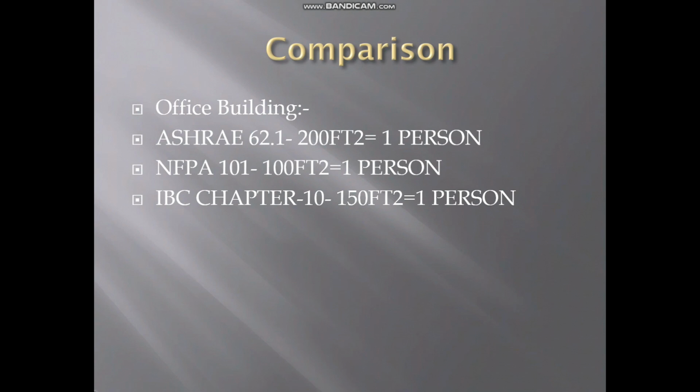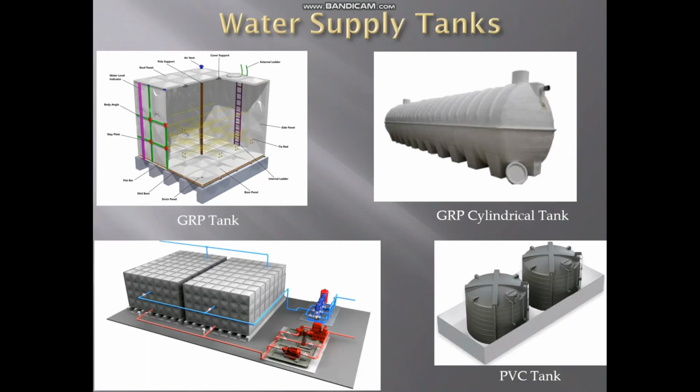So for me, based on my experience, I will consider ASHRAE 62.1 for the calculations related to HVAC, for the fresh air calculation and the cooling load calculation, and mostly I will follow NFPA 101 for the water supply tank sizing. This is based on my experience. Now we got the occupant quantity, and with this quantity we can easily design the water supply tanks. In the next video I am going to cover the water supply tank design for different tanks, like GRP tank design, PVC tank design, RCC tank design, or cylindrical tank design.